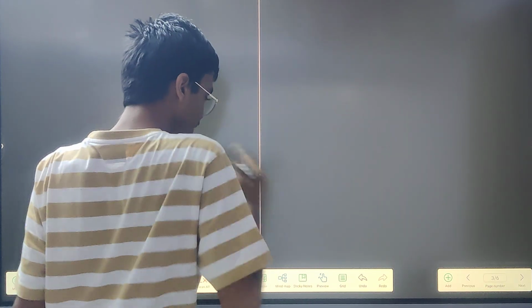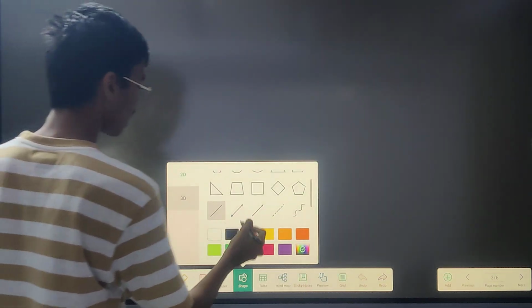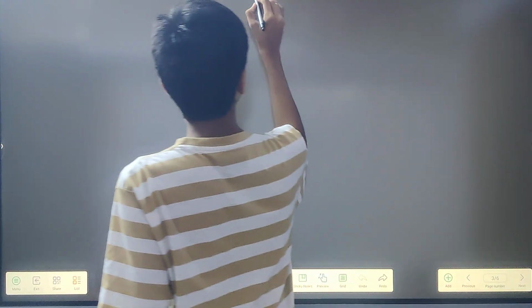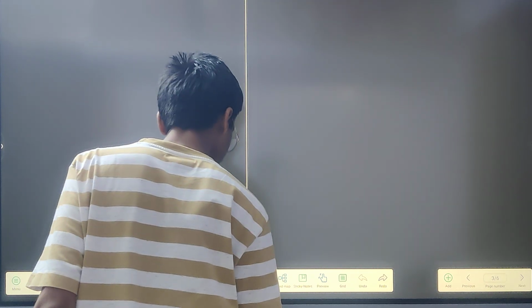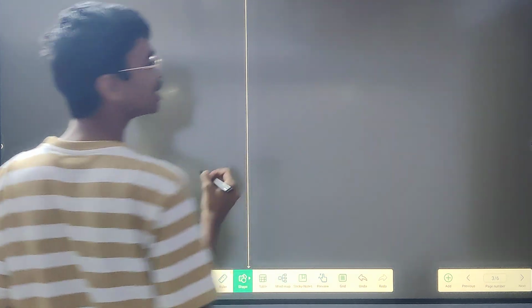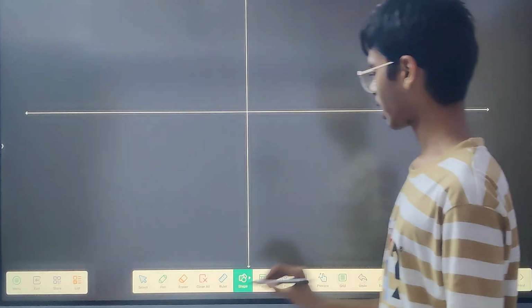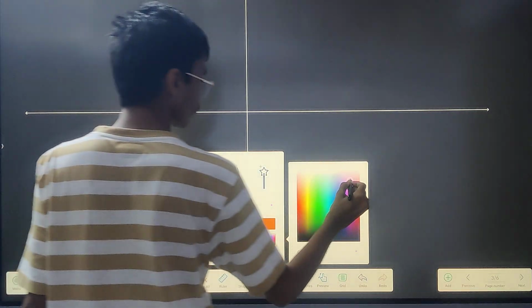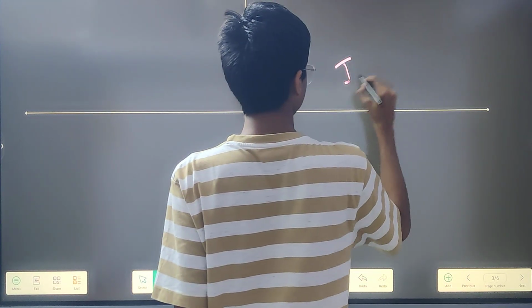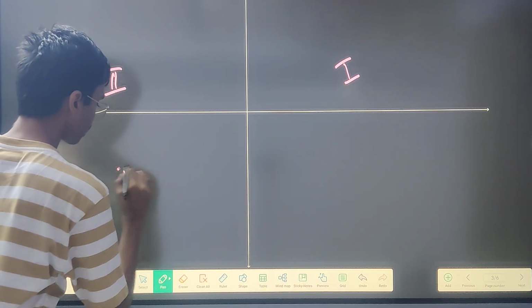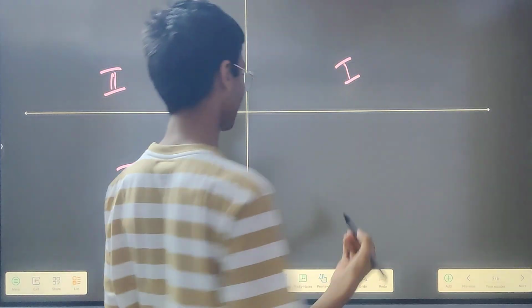This is also very important in 11th. There are a lot of formulas given in the 11th standard, about 36 in our book. If you know this one, you need not remember a lot of formulas, because these are tricks and tips. This is our first quadrant, this is our second quadrant, this is our third quadrant, and this is our fourth quadrant.